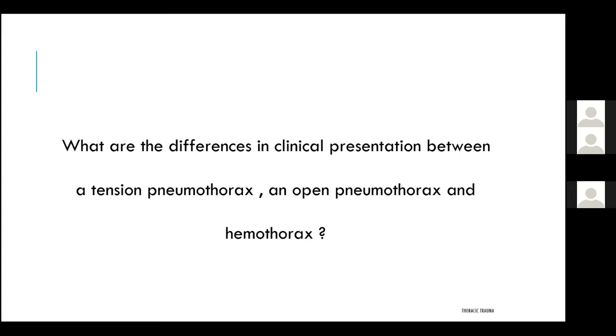What about the heart sounds? Heart sounds can be muffled in both cases, in pneumothorax and hemothorax. In a busy emergency situation, with everyone shouting and a baby crying, it will be difficult to assess the heart.